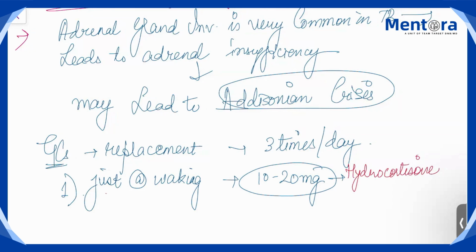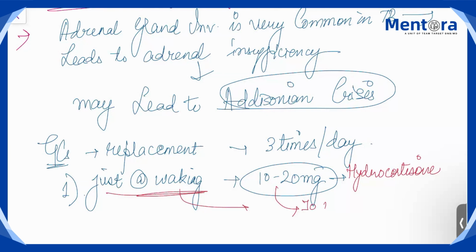So why just at waking? Because you have to mimic the physiological. Physiologically हमारा cortisol level जो होता है just at waking पे बढ़ा हुआ रहता है. Okay, so उस physiological peak को mimic करने के लिए जैसे ही patient उठा, हमने उसको एक डोज दे दी. So this is to mimic the physiological peak.